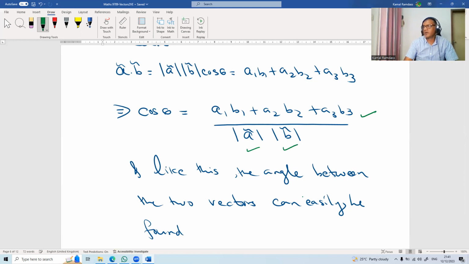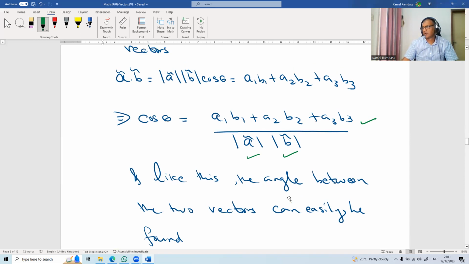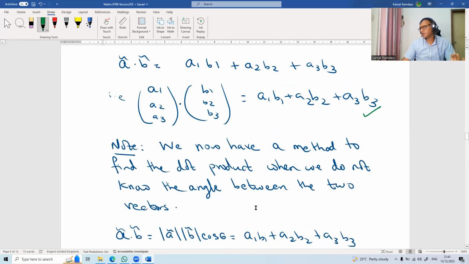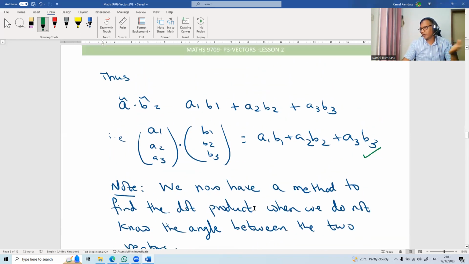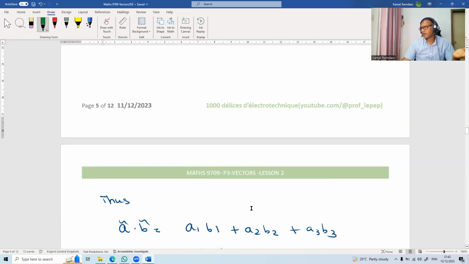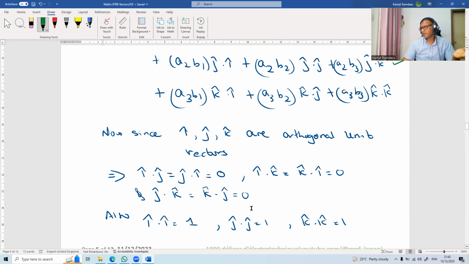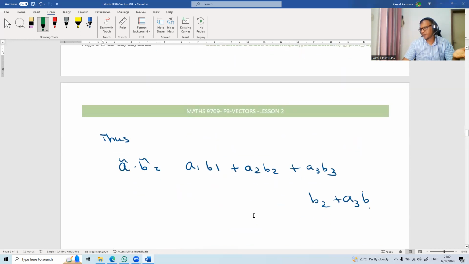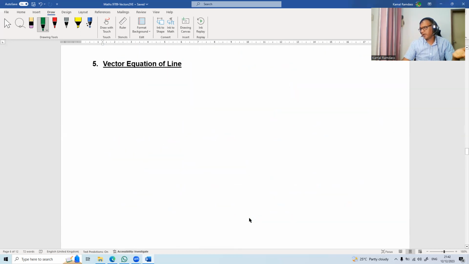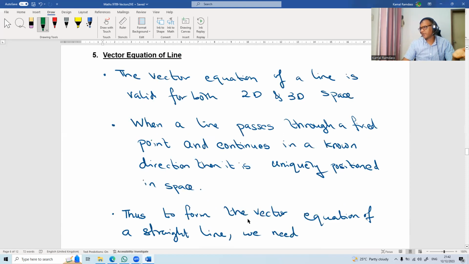Bien sûr, modulus of A bar, c'est A1 square plus A2 square. C'est bon là. Modulus of A bar. OK? Oui, parce que c'est une position vecteur, hein? Du coup, A1 square plus A2 square plus A3 square under root. OK? Ça, c'est the modulus. Et même affaire pour modulus of B bar.